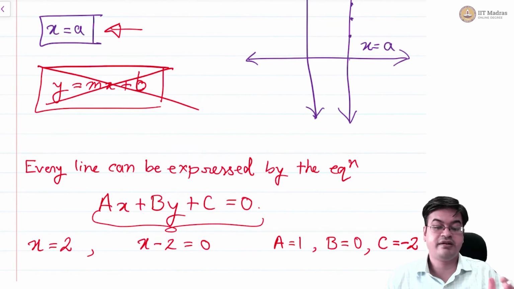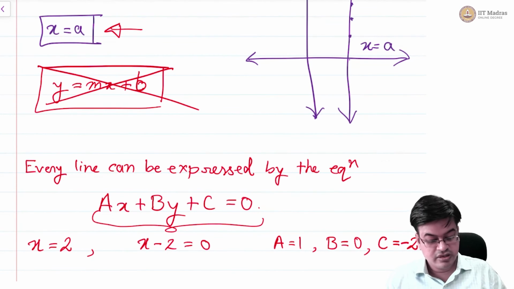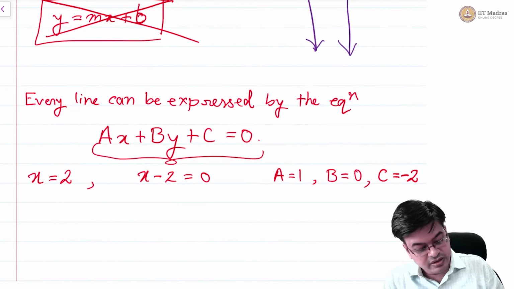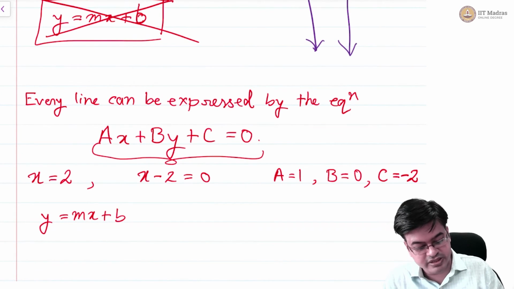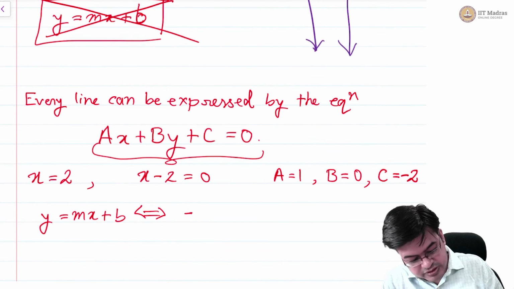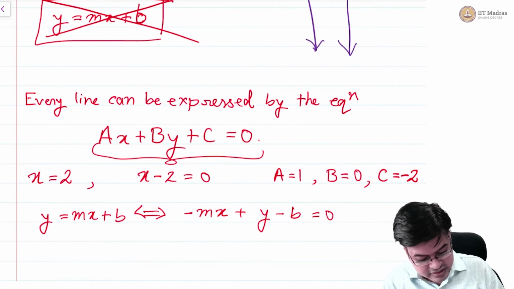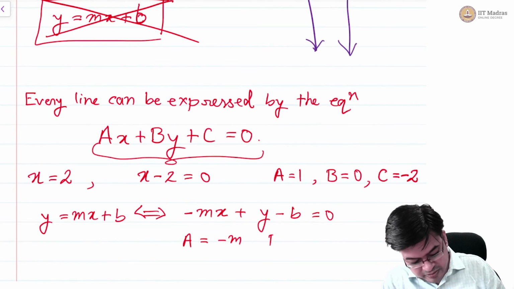So our line can be expressed in this form. In particular, if you are given y is equal to mx plus b, can this line be expressed in this form? Let us write it in an equivalent form. So it is minus m x plus y minus b is equal to 0. So in this case my a is equal to minus m, my b is equal to 1, and capital C is equal to minus b.